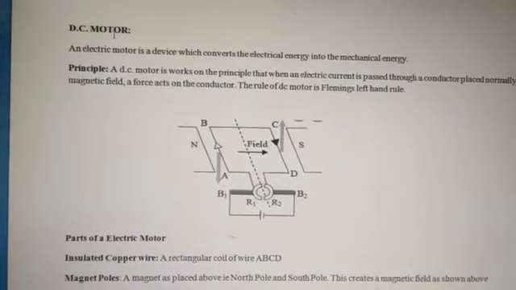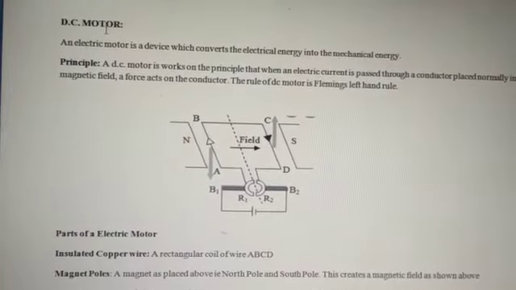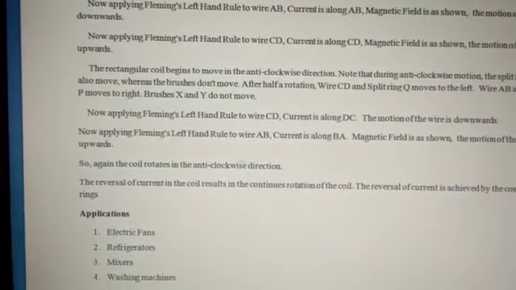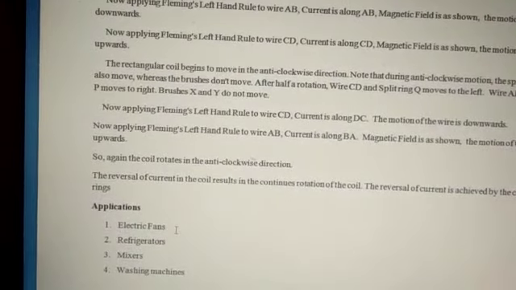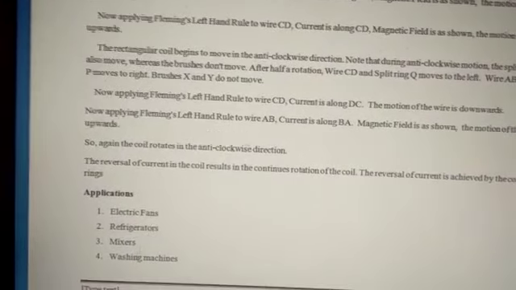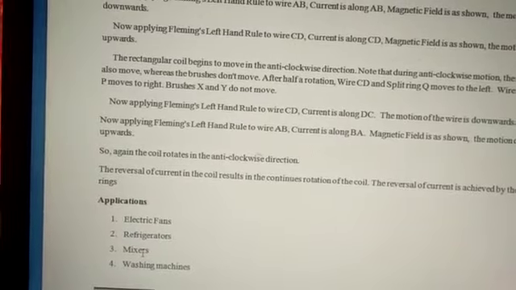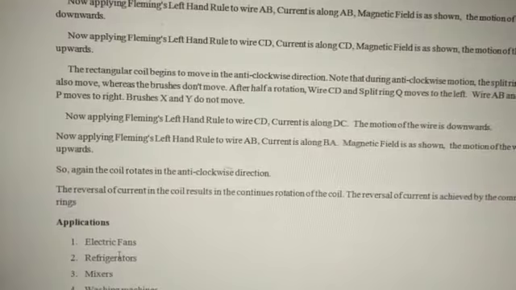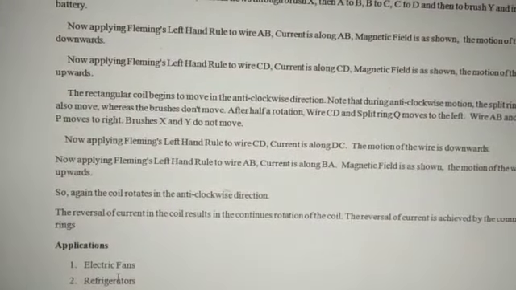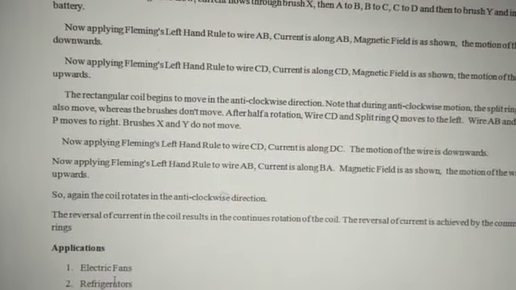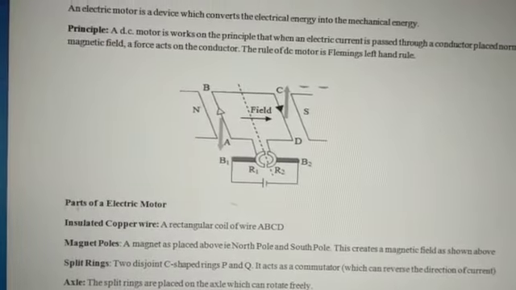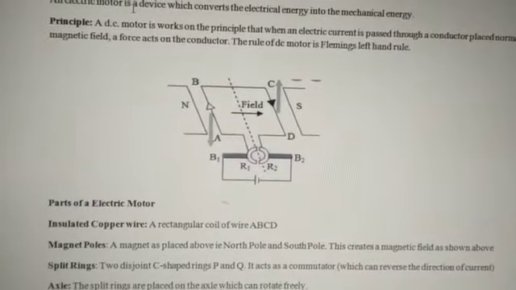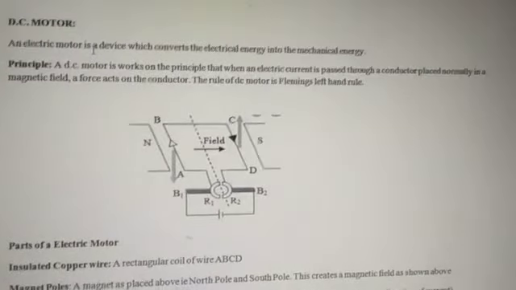You know there are so many uses for the motor. We are using a motor in an electric fan, in refrigerators, in the mixer, and in the washing machine. So here we will see how this motor works. What is the meaning of motor?